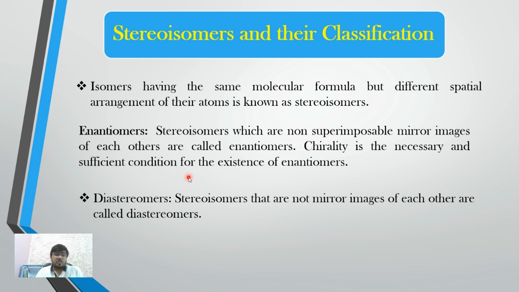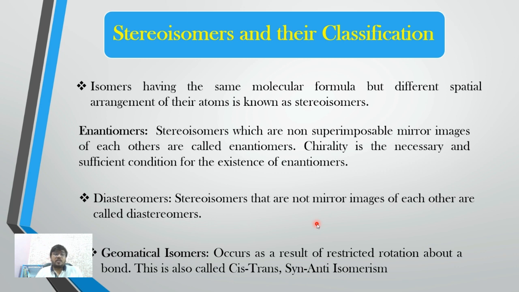If we talk about diastereomers, then the compounds should not be mirror images. So the condition is they should not be mirror images of each other. If it is so, and they have the same molecular formula and different spatial arrangement, then they would be known as diastereomers.